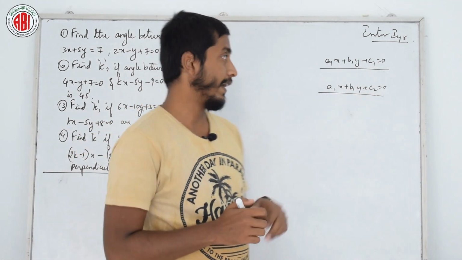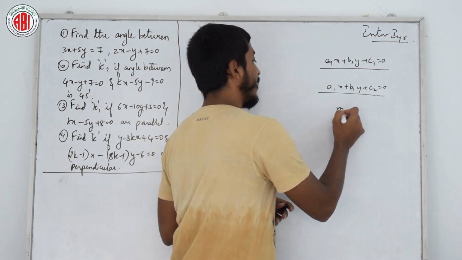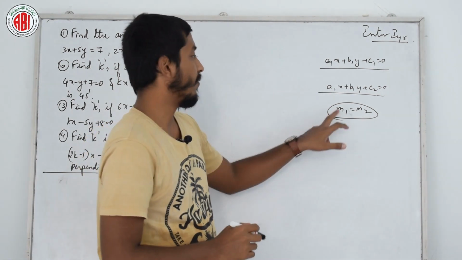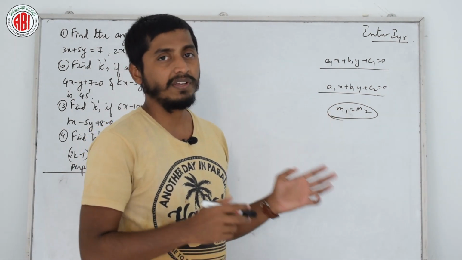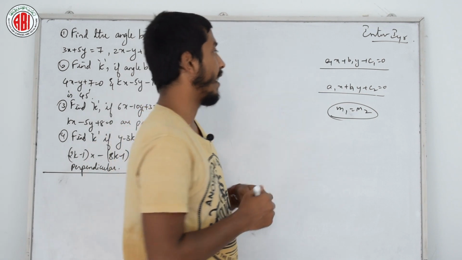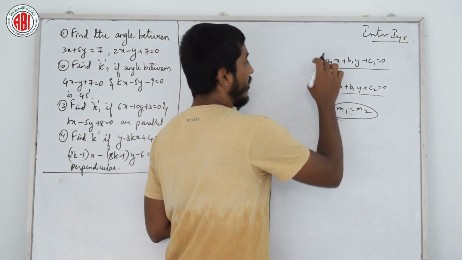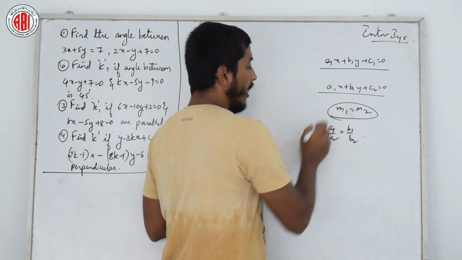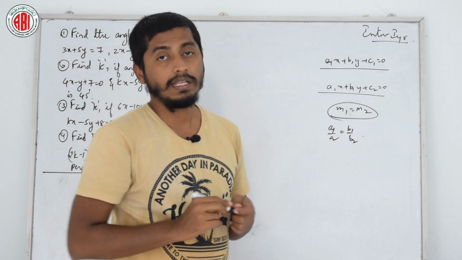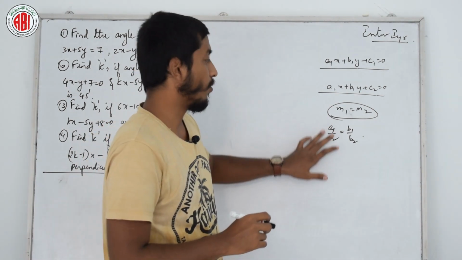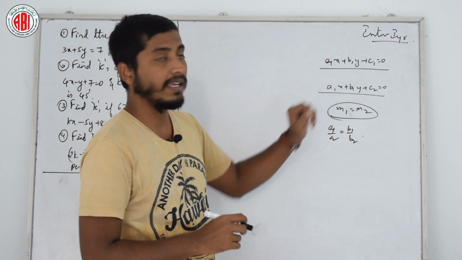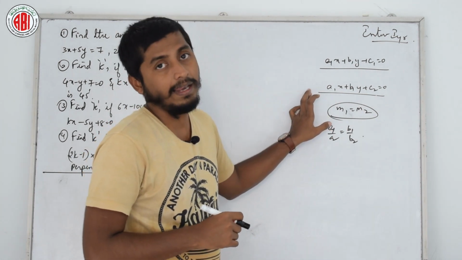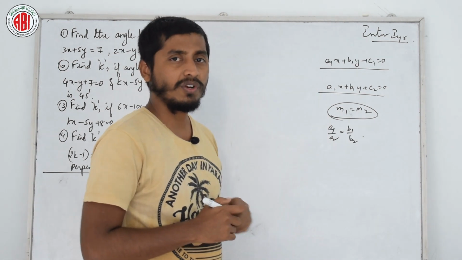Is it okay? Then what is the one more condition we have? Their slopes are equal if they are parallel, right? Is it clear? m1 is equal to m2. From this condition we also derive that we can directly write it as a1 by a2 is equal to b1 by b2. If the ratio of coefficients of x and y is equal, then we can tell both the lines are parallel.